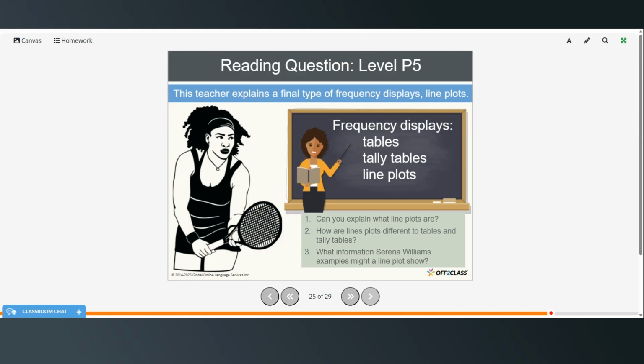And this teacher explains a final type of frequency displays, line plots. So think about if you know what line plots are, how are line plots different to tables and tally tables, and what information Serena Williams examples might a plot line show.